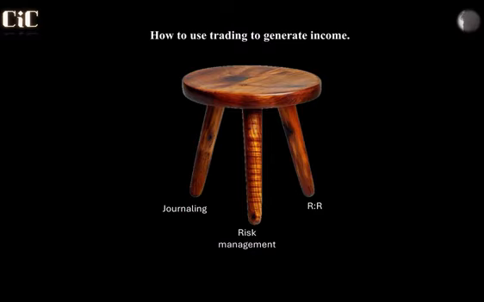How to use trading to generate income: by understanding the three most important parts of execution, which is journaling, risk management, and risk to reward. Right?